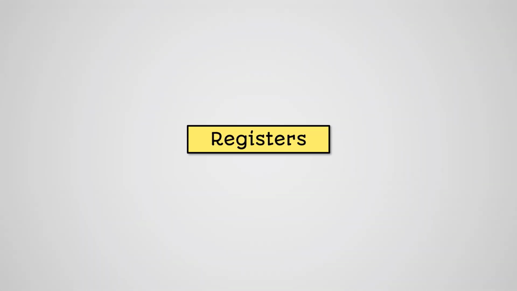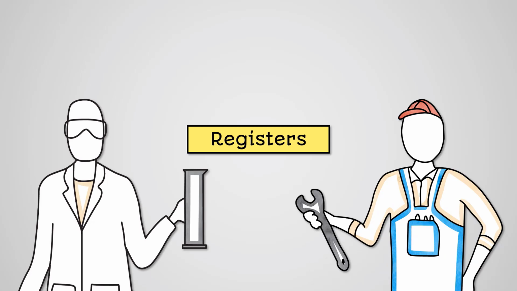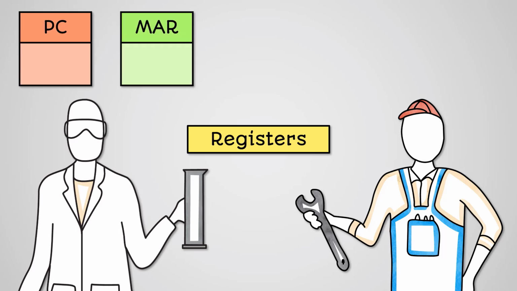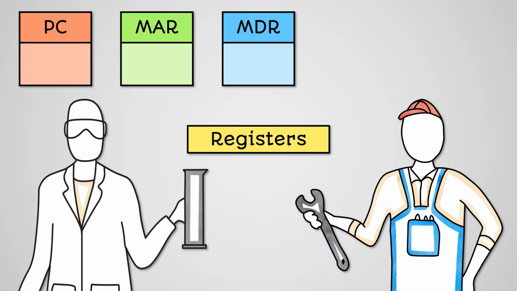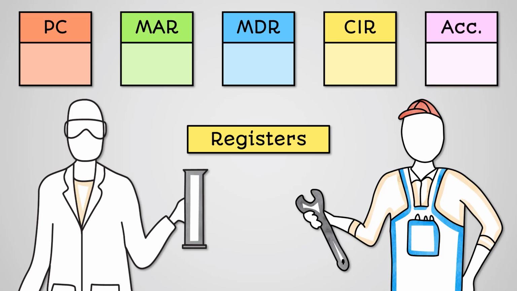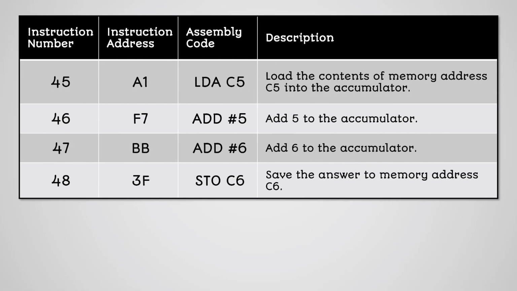Finally, our CPU will also contain specialized small areas of very fast memory called registers that have either a special or a general purpose. The special purpose registers are the ones that have specific jobs to do. These include the program counter, memory address register, memory data register, also known as the memory buffer register, current instruction register, and the accumulator. Consider a program that does the following.